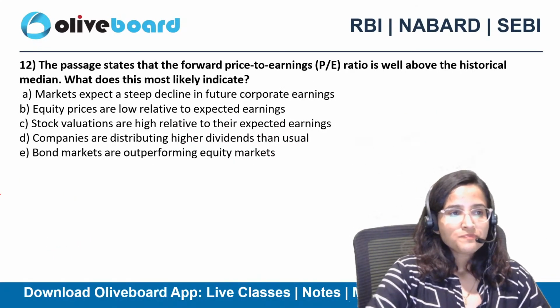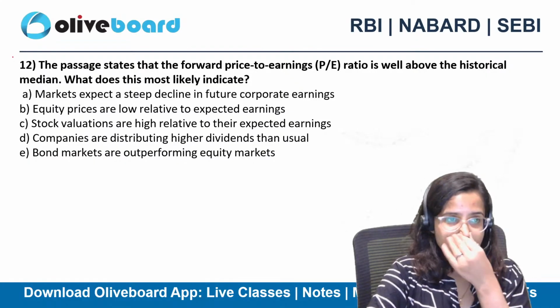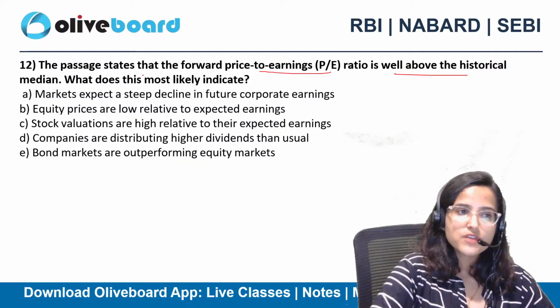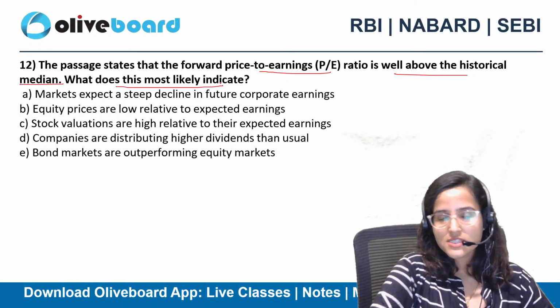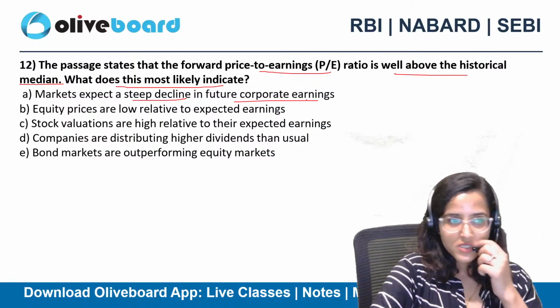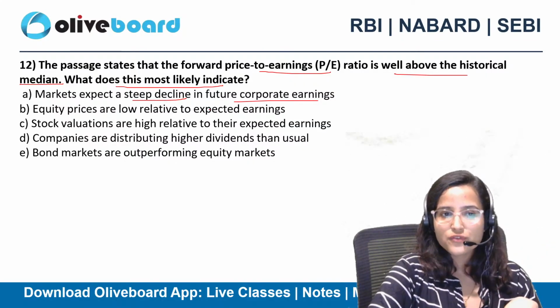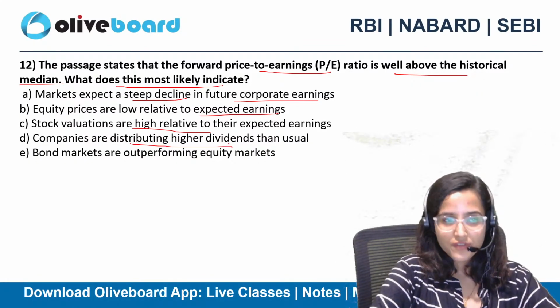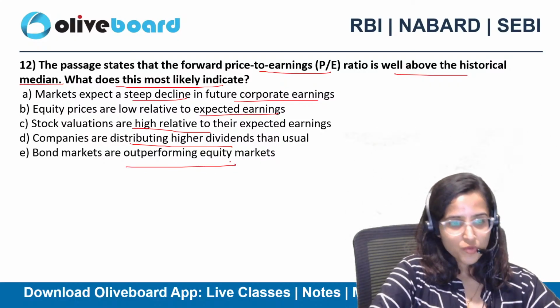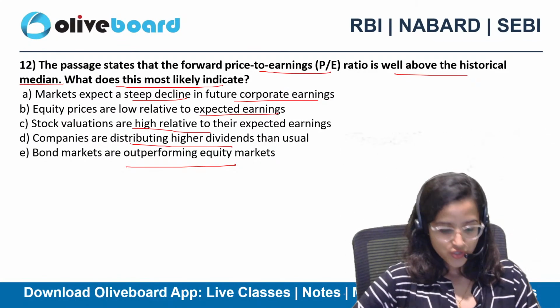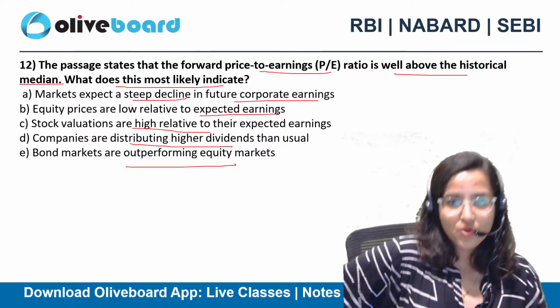Very good. 12th question. The passage states that the forward price to earnings ratio is well above the historical median. What does this likely indicate? A: markets expect a steep decline in future corporate earnings. B: equity prices are low relative to expected earnings. C: stock valuations are higher relative to their expected earnings. D: companies are distributing higher dividends than usual. E: bond markets are outperforming equity markets. What is the correct answer for this question? 12th question. What does this mean?